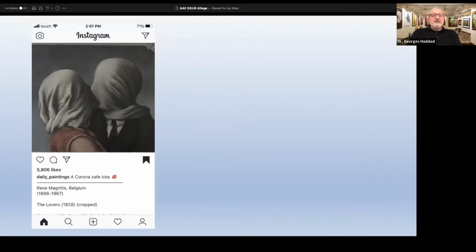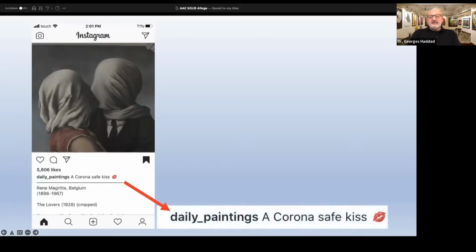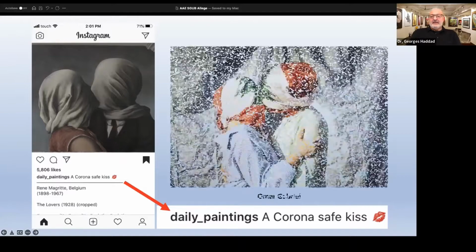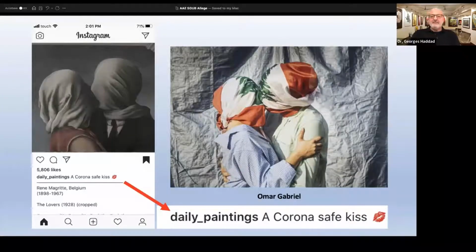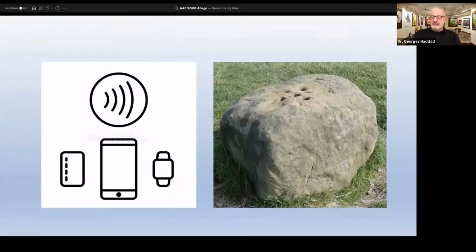This is a painting that I found on Instagram. I mean, I knew it from before, but it was on Instagram. It is René Magritte, The Lovers, and the person who posted it said it is a Corona safe kiss. And my very good friend Omar Gabriel took the same idea, and he made it closer to our heart by putting the Lebanese flag on it. So nowadays, anybody who sees this knows what it is. I mean, we don't need to worry about it.